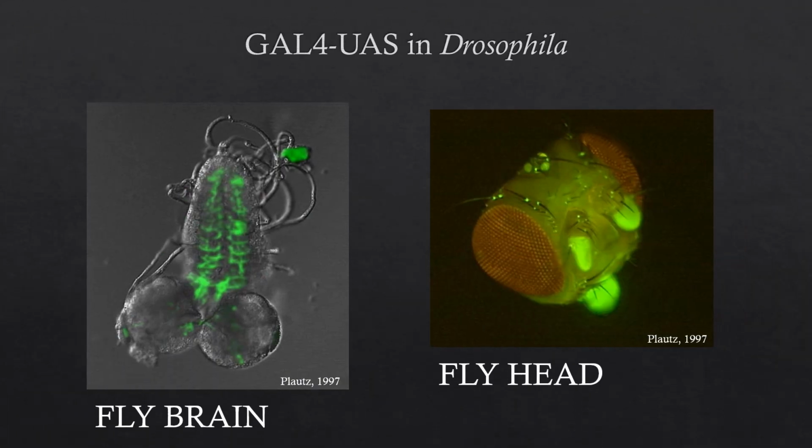A common reporter is green fluorescent protein, or GFP, which glows green in response to blue light. These images show UAS GFP being expressed in the central nervous system of a fly larva and in the antenna, proboscis, and at the base of bristles in an adult fly's head.